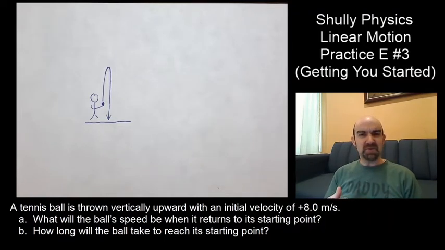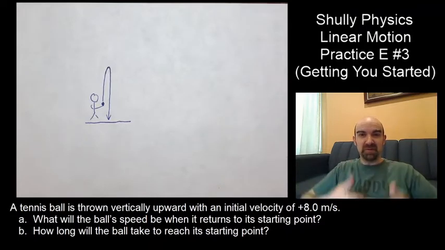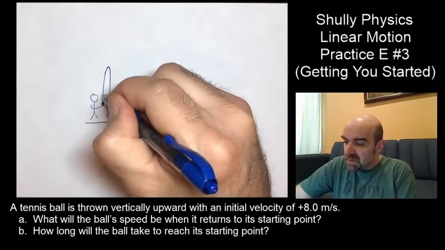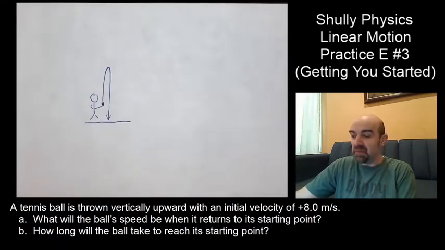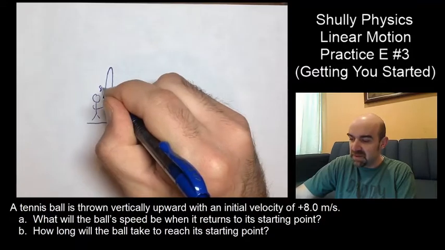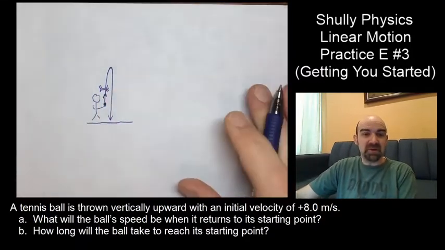So however much force you push yourself up with, that's the amount of force that you feel when you hit the ground. This also relates to the speed. The faster you jump upward, the faster you hit the ground. So if a tennis ball is thrown upward with a starting speed of 8 meters per second, this is really a conceptual question, part A.